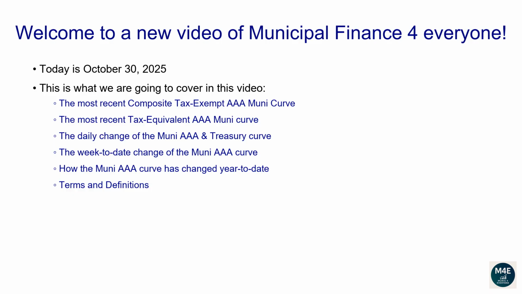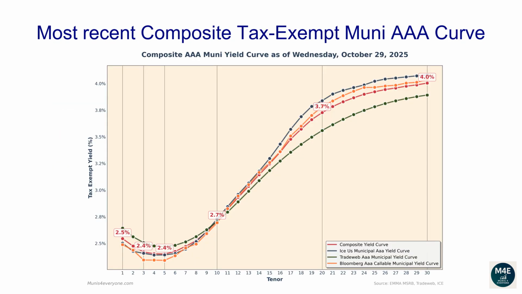This is what we are going to cover in this video. The most recent tax-exempt AAA Muni Curve. The most recent tax-equivalent AAA Muni Curve. The daily change of both the AAA Muni and Treasury curves. Their week-to-date change. How the AAA Muni Curve has changed year-to-date. Terms and definitions. Let's go over the most recent composite tax-exempt Muni AAA curve.